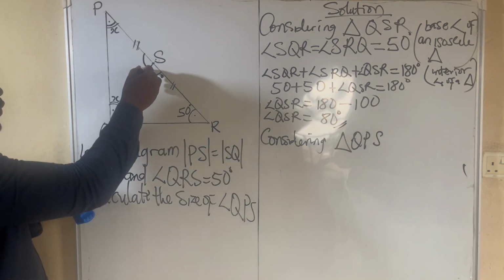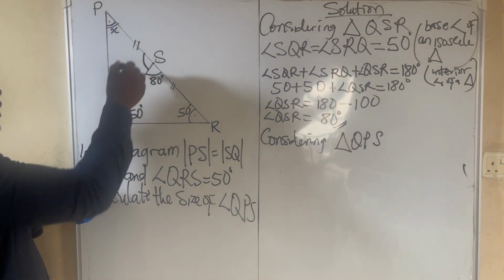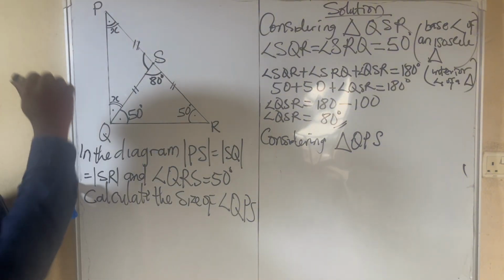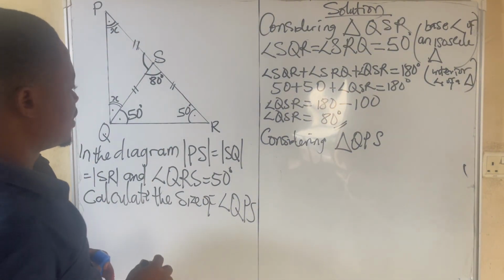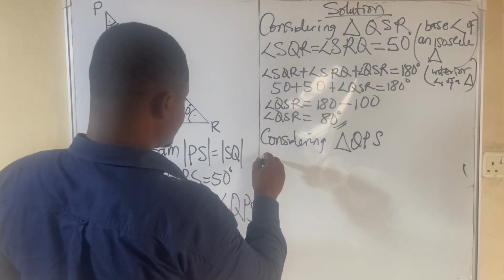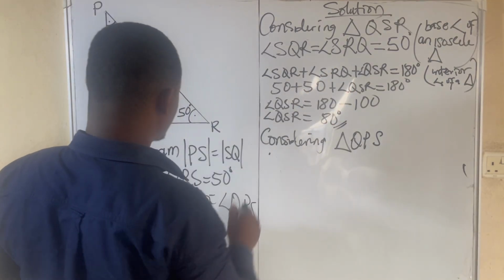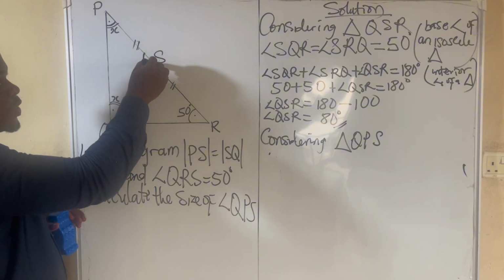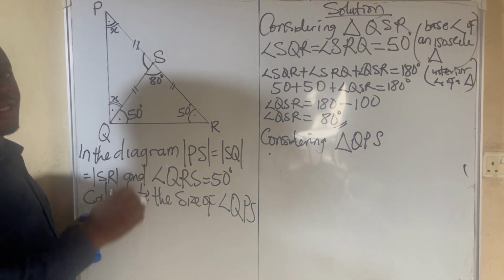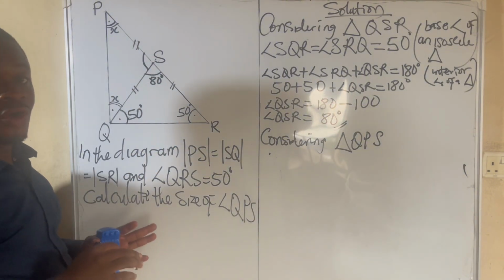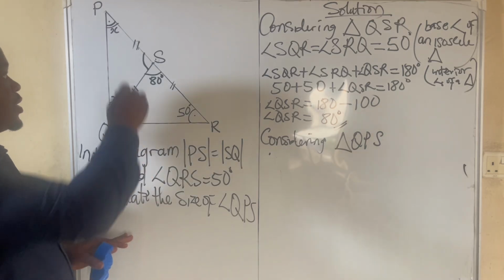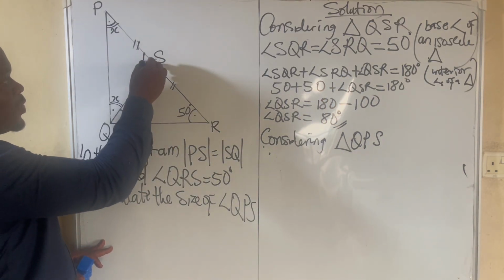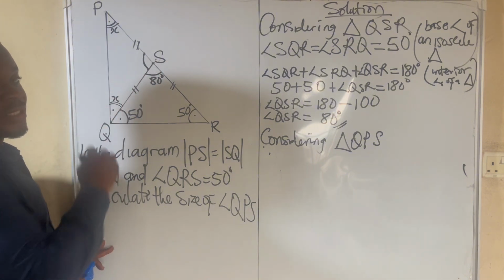Now, what is the value of this angle, angle QSP? To get angle QSP, we'll consider this straight line, the angles at this point. The sum of angles on a straight line is 180 degrees. So if we consider this angle at x, here we can easily get the value of this other angle.